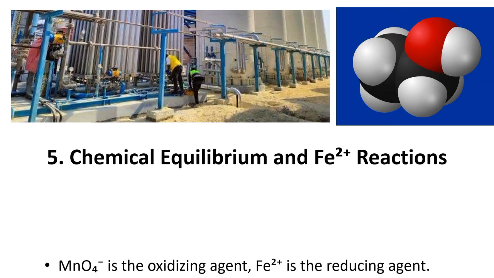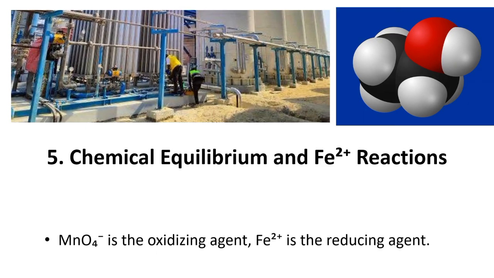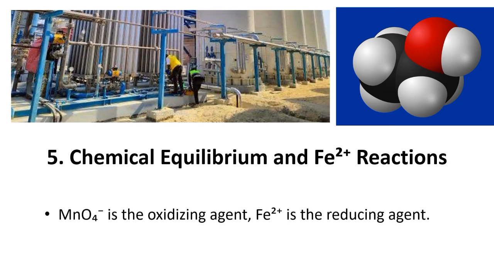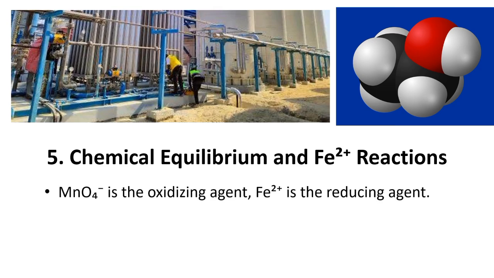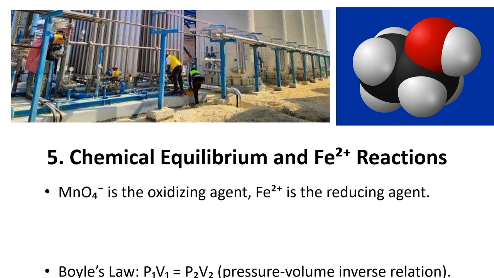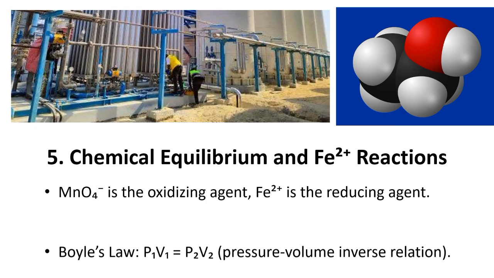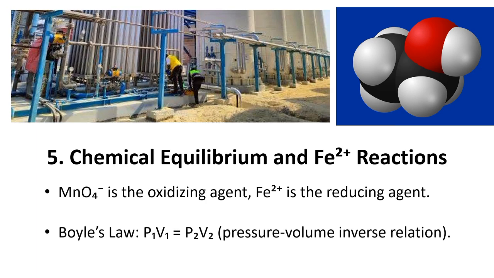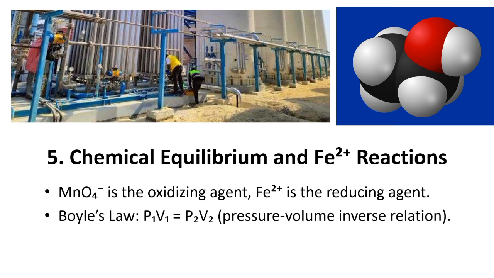5. Chemical equilibrium. Do you know Le Chatelier's principle in chemical equilibrium? What about how to balance the redox reaction equation of acidified permanganate and iron(II)? Note that the permanganate ion acts as the oxidizing agent, while iron(II) serves as the reducing agent.